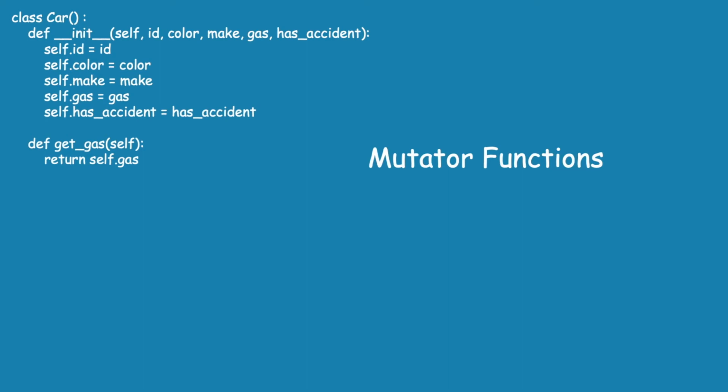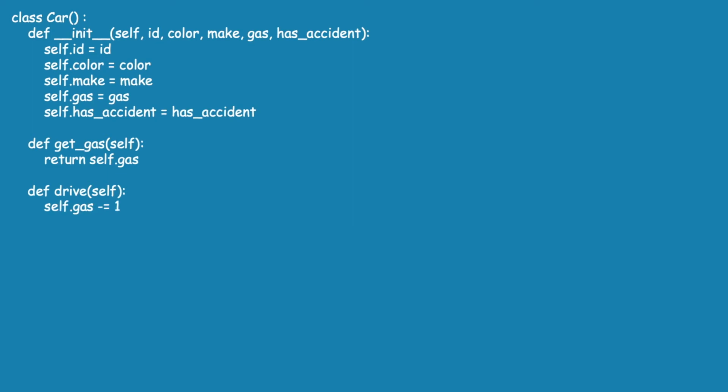The mutators are the opposite and change a value. If I wanted to drive the car, I would want to decrease the gas. Let's say every time drive is called, the gas decreases by 1. Then I could have a line that decreases the variable of the gas. However, if you want to access class variables or class functions from within a class, you must use self.variable name, because that is the variable that is defined for the scope of the whole class.